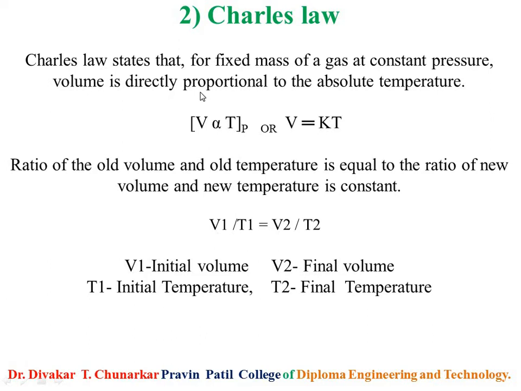When pressure remains constant, the ratio of old volume and old temperature is equal to the ratio of new volume and new temperature, so V1 upon T1 equals V2 upon T2. V1 is the initial or old volume, T1 is the initial or old temperature, V2 is the final or new volume, and T2 is the final or new temperature. So this is our Charles's law.